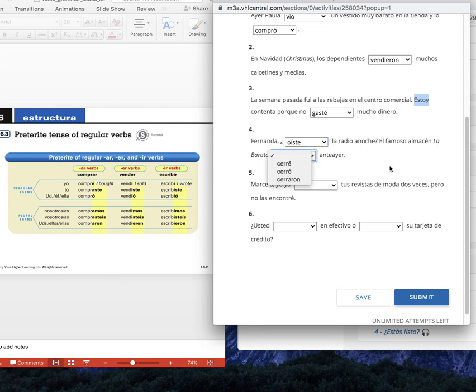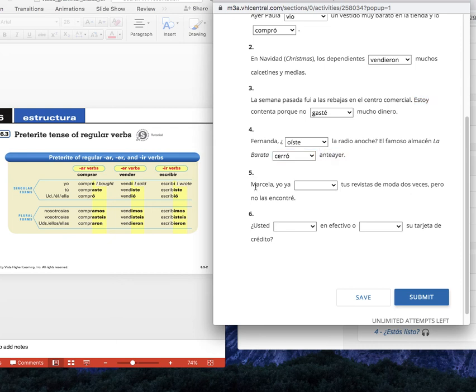El famoso almacén La Barata. We have 3 options here. Cerré anteayer, cerró anteayer, cerraron anteayer. Pause. And welcome back. Here we're talking about el famoso almacén, so the famous department store. Cerró, because it's like saying it, right? It closed the day before yesterday. This is anteayer. Muy bien.